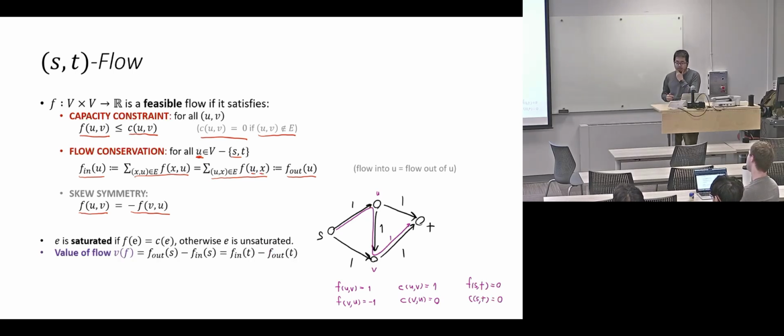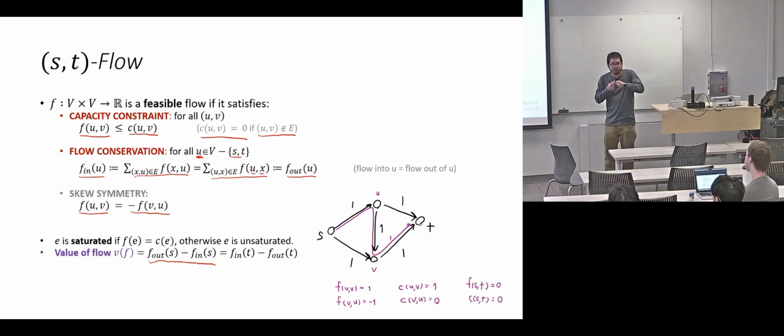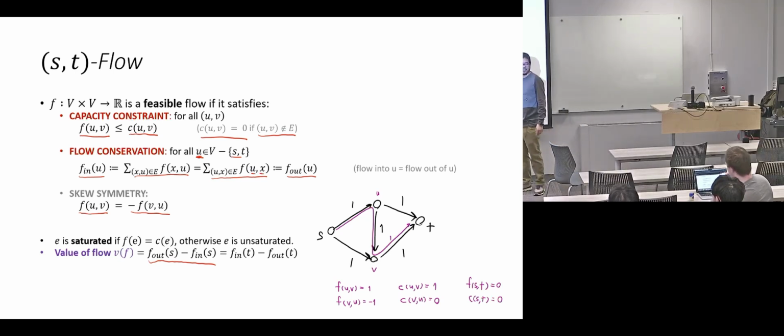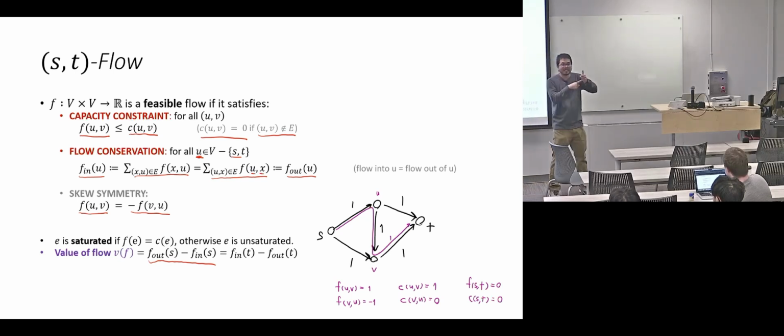What's the value of the flow? The value of the flow is the total flow that goes out of the source minus the total flow that goes into the source. So it's the total net flow that you send from the source. In this example, flow out of S is 1, flow into S is 0, because there's no edge into S. But in general, there can be some edge into S, and the value of the flow is the net flow that goes out of S.